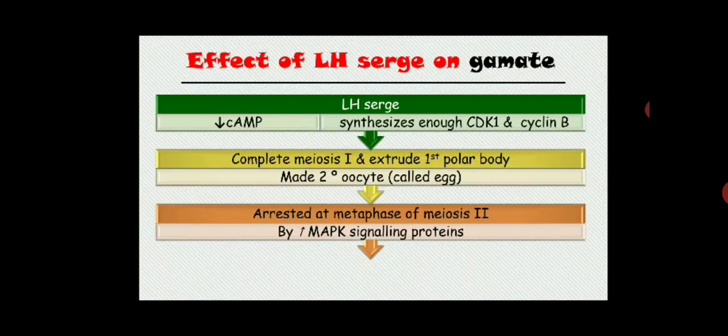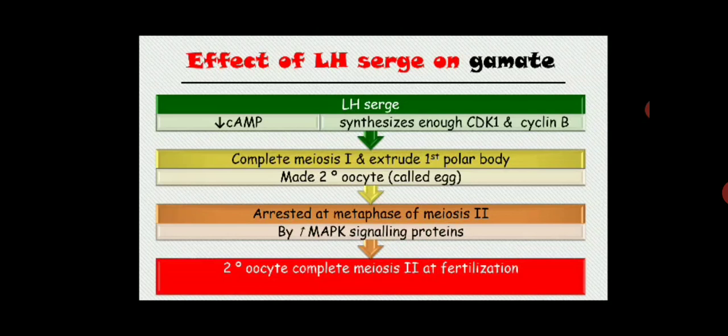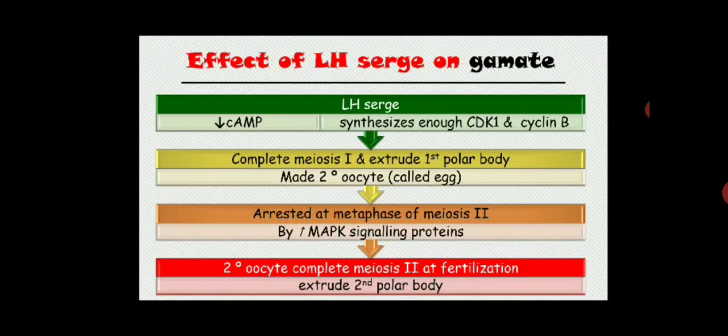Now what is MAP? I already discussed MAP in insulin. What is the full form of MAP? It is mitogen activated protein kinase signaling. Now this activation of MAP kinase will ensure that the secondary oocyte will be arrested at metaphase 2 of meiosis 2. So the secondary oocyte completes its meiosis only at the time of fertilization. How the secondary oocyte will complete meiosis, we will discuss once we discuss pregnancy. And once it completes its second meiosis, it will extrude the second polar body.